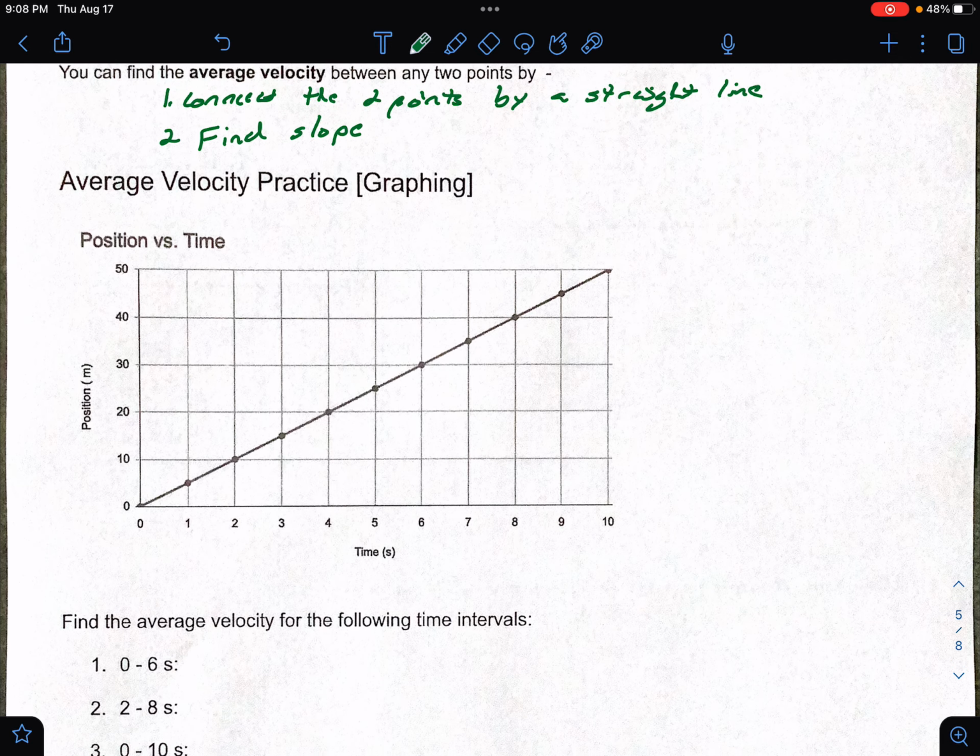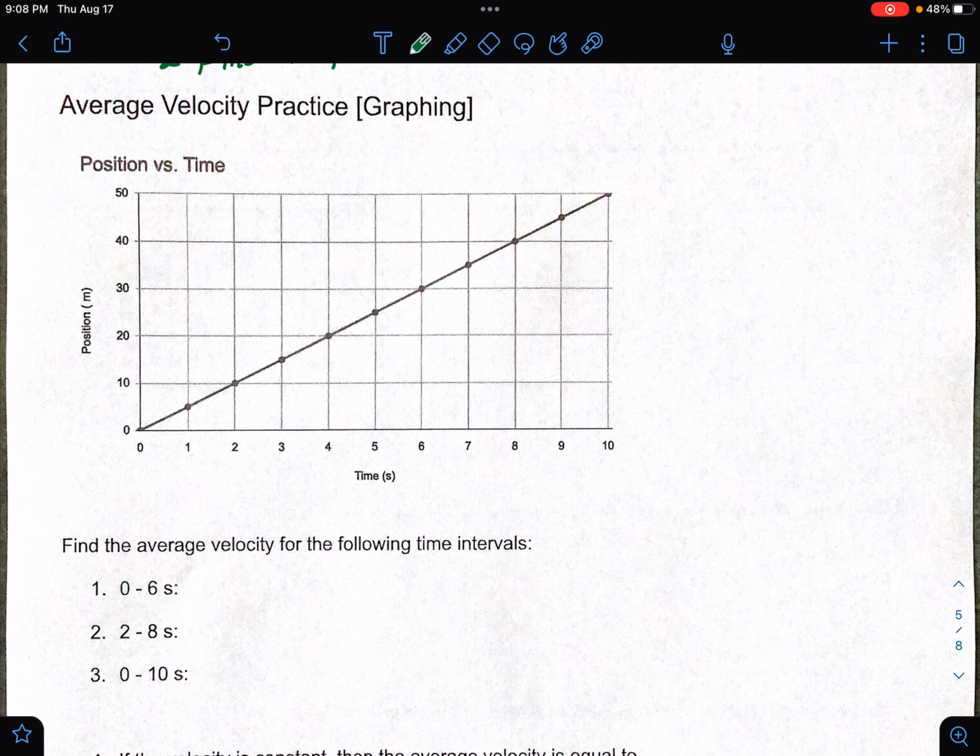Going down here, I want to find the average velocity for the following time intervals. I have my position versus time graph. If I ask what type of motion this is, it's constant positive motion, so we're going in the forward direction. We're going to find our average velocity from 0 to 6. I have my point at 0, 0, and at 6 seconds I'm right here, which is 6, 30. So I have my 2 points.